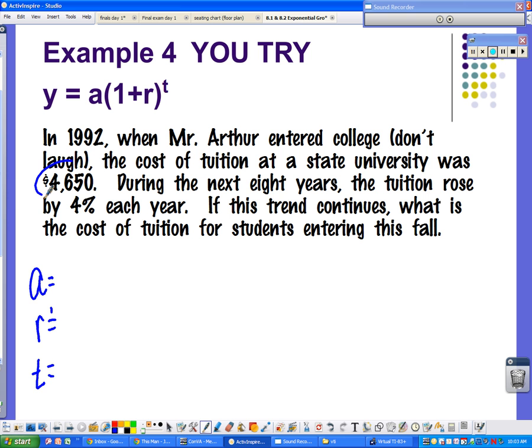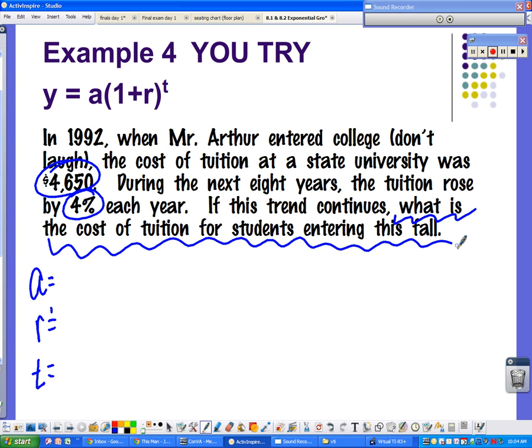So we basically got 3 numbers right here. Now this is where it's going to get tricky, because the question is, what is the tuition cost for students entering this fall? A lot of times you're not actually going to have a problem that tells you the actual years, because the years are actually going to change. Do not use, this is going to be really important, because you know this fall, the year is 2012.